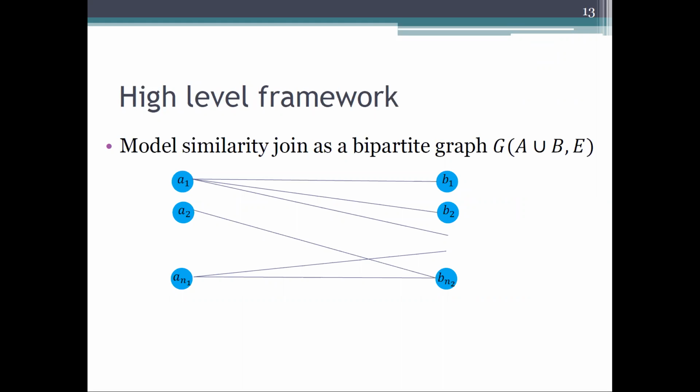Before we go through the details of our data structure, we give the high-level framework of our solution. One way is to model similarity join as a bipartite graph G with a set of nodes A and B. Two nodes A, B are connected if their corresponding points are close. Our goal is to build a data structure so that we can update this graph G efficiently. Unfortunately, if we do it in a naive way, we would need quadratic space and linear update time, because a point in set A can be close to all points in set B.